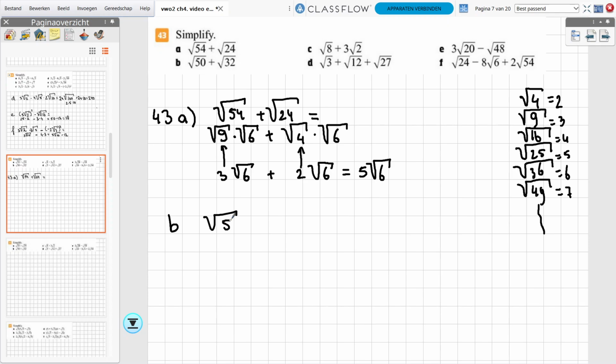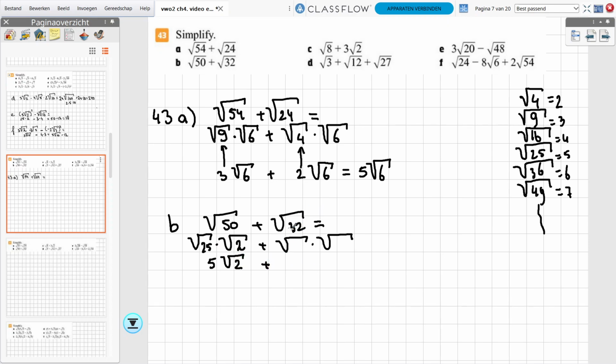Let's try it again for B. Root 50 plus root 32. Surely those are not like roots, but I can factorize them. So write root 50 as root times root, and root 32 as root times root. For 50, I check from this list. 49 is too big, doesn't work. 36 doesn't work. Hey, 25 though. That's the biggest one, that works. And again, I don't have to check 16, 9, and 4. The biggest one that works, you take root 25 times 2. Why? Because root 25 is 5. So you now find 5 root 2.